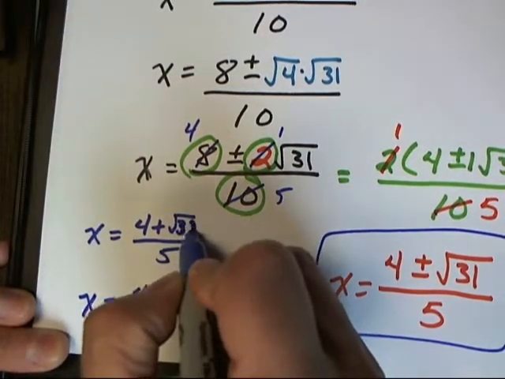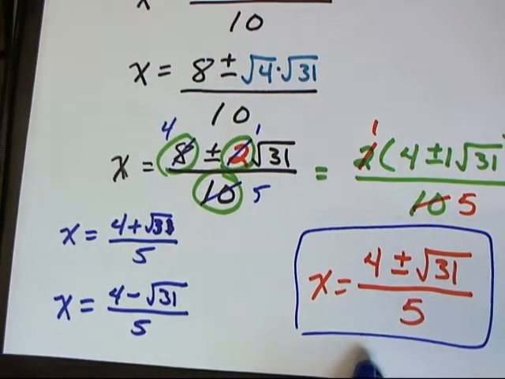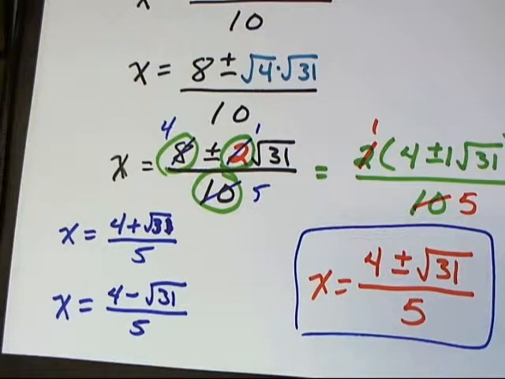Apparently I had a dyslexic moment up there. Those are the 2 solutions, which you can write compactly using the plus or minus symbol if you wish to.